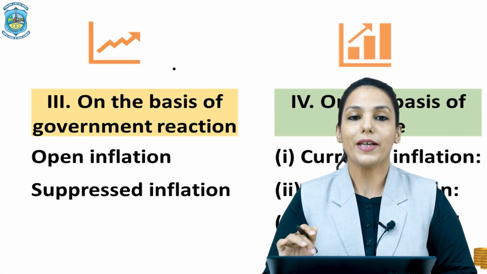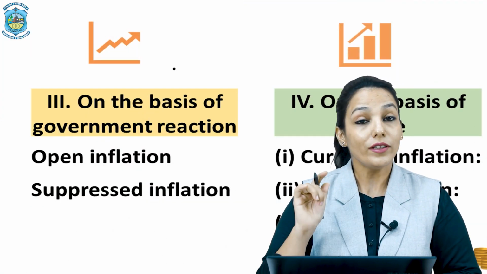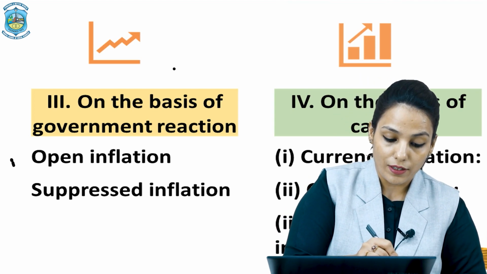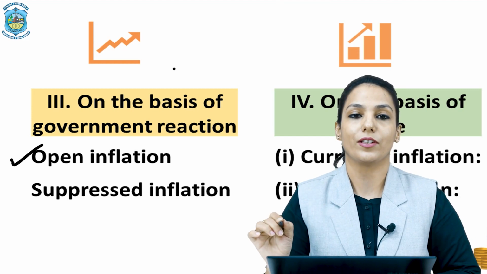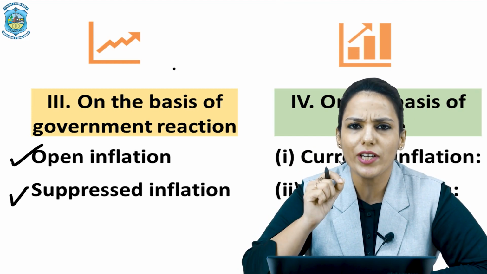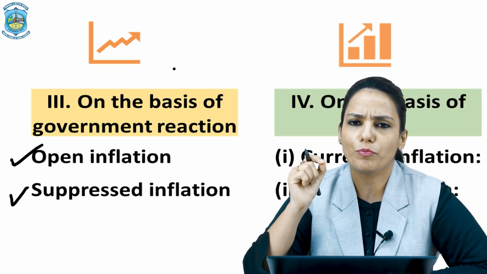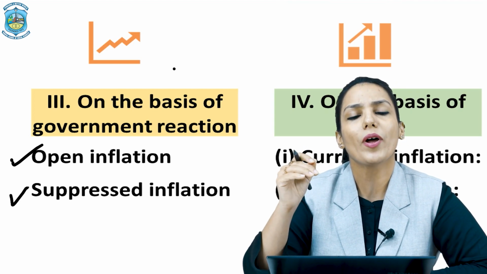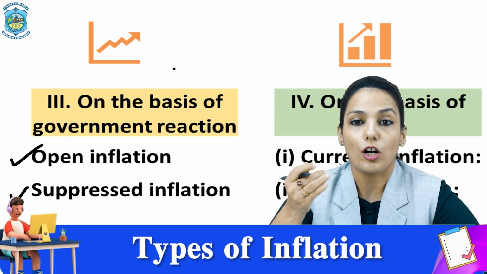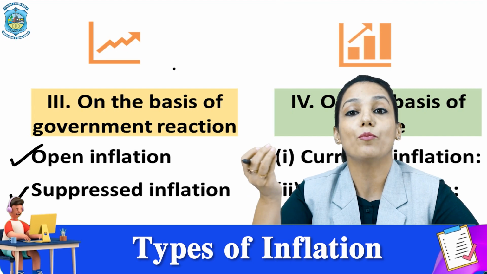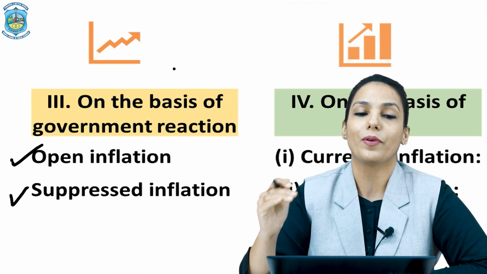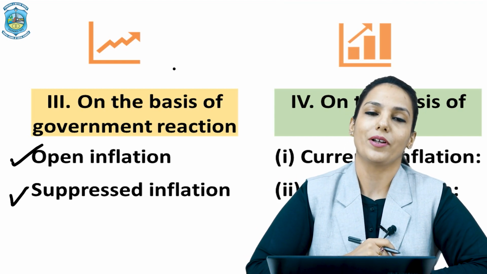Third, on the basis of government reaction. On the basis of government reaction, inflation can be differentiated as open inflation and suppressed inflation. Open inflation occurs when the government makes no effort to check the price rise. When the government makes an effort to check the prices through price control mechanisms and uses different policies of various physical and monetary controls in order to suppress the increase in prices, it is called suppressed inflation.